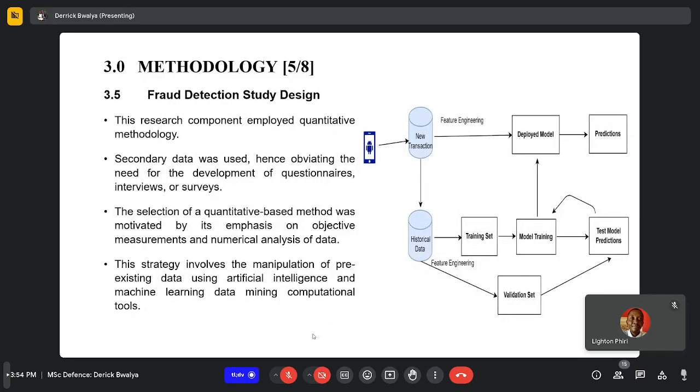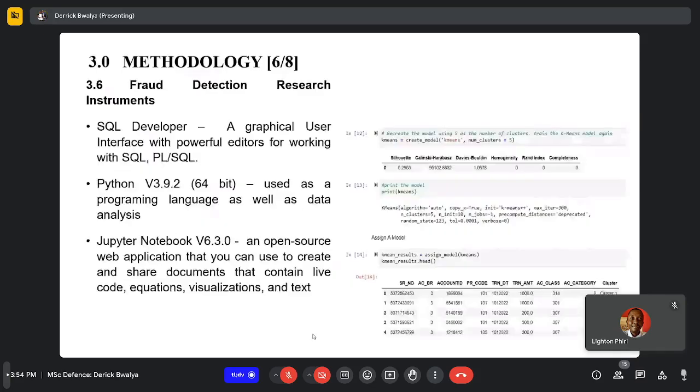In the fraud detection study design, we employed the quantitative design methodology. The data that was used was secondary data, obtained from a certain bank within the country of Zambia. The strategy involved the manipulation of pre-existing data using artificial intelligence and machine learning data mining computations. Chair, on the right there, I give the system design showing the interactions between the various components of the system. For the research instruments for the fraud detection, we used SQL Developer, Python and the Jupyter notebook. On the right there, I give a snippet of the output of the Jupyter notebook as we were designing the system and the model.